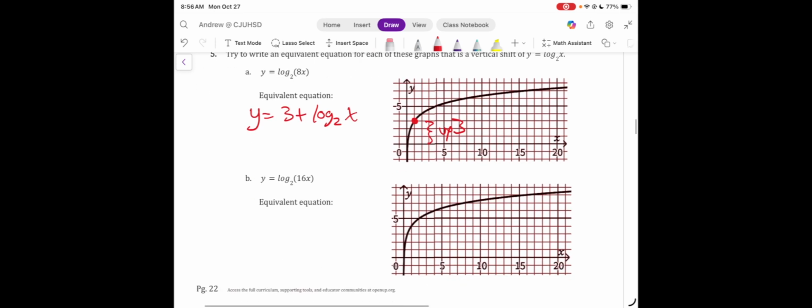And when we do 16x, you're going to find that right here at 4 above. So y equals 4 plus log base 2 of x. So think about the pattern. 16 gave us 4. And 8 gave us 3. And 4 gave us 2. Are you detecting a power of 2?